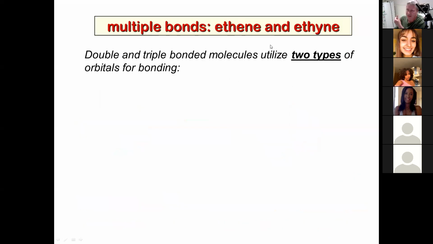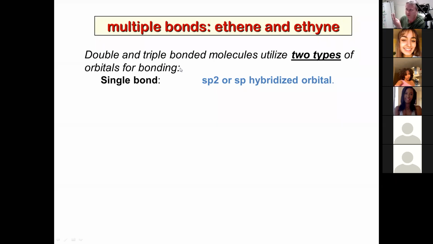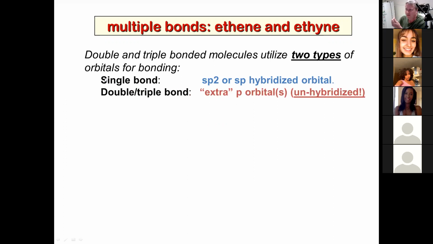Okay, now back to organic chemistry. Double and triple bonds of organic molecules usually utilize sp2 and sp orbitals. In a multiply bonded molecule, like one with a double bond, you have two bonds. There's a single bond, which is going to be an sp2 or sp hybridized orbital. We'll see that in a second. Then you have the double or triple bond, and those are using the extra p orbital, which is unhybridized.